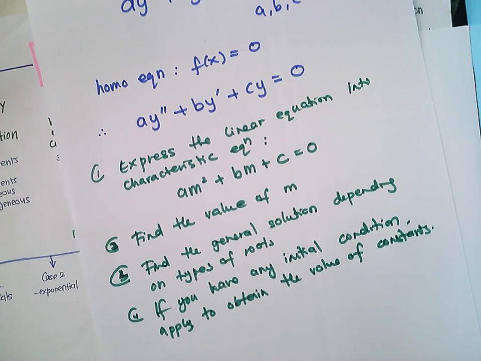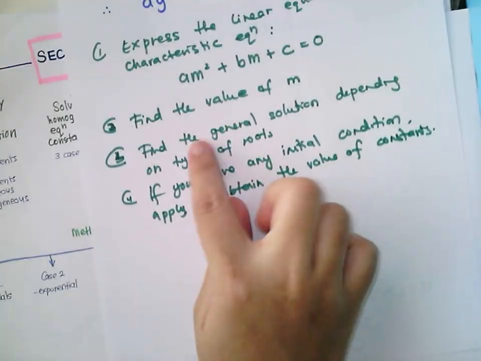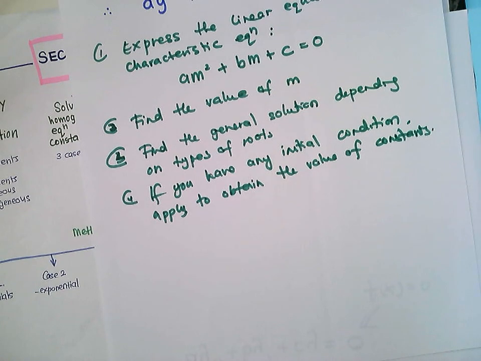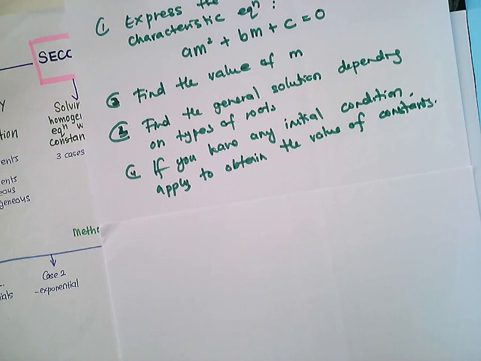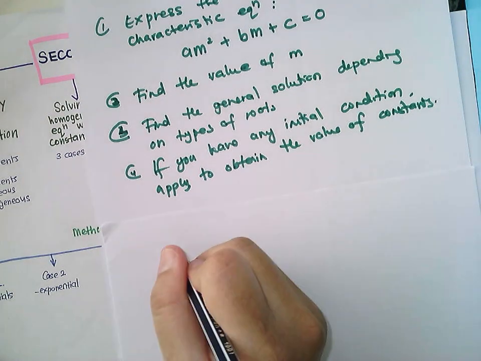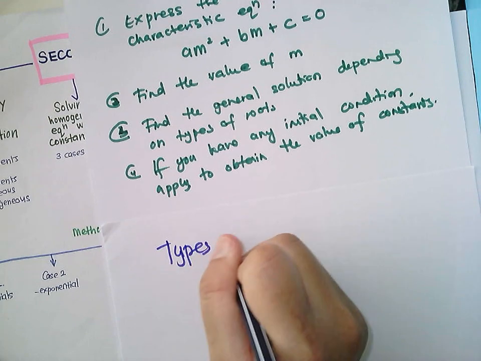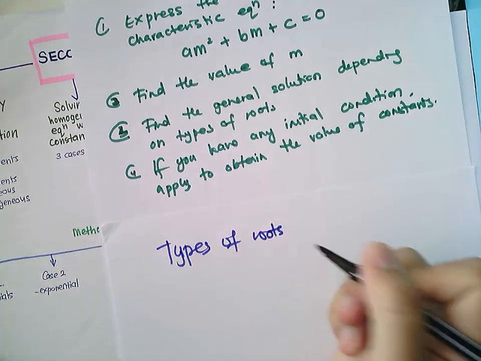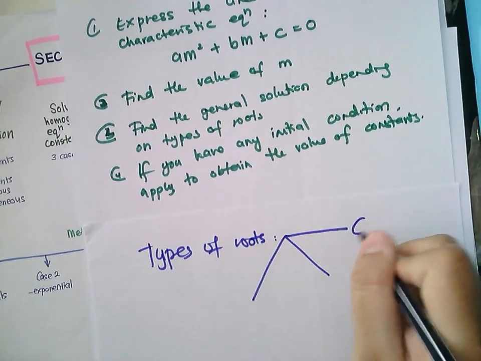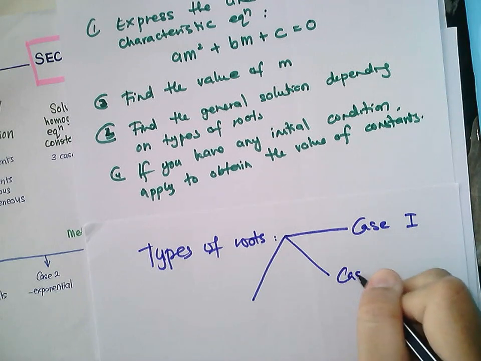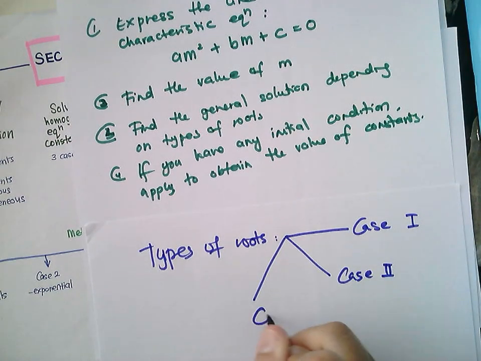Okay, so for types of root here, we discuss first what types of roots are available. Okay, so types of root. You will have, I identified as first case, second case, and third case. Okay, case 1, case 2, case 3.